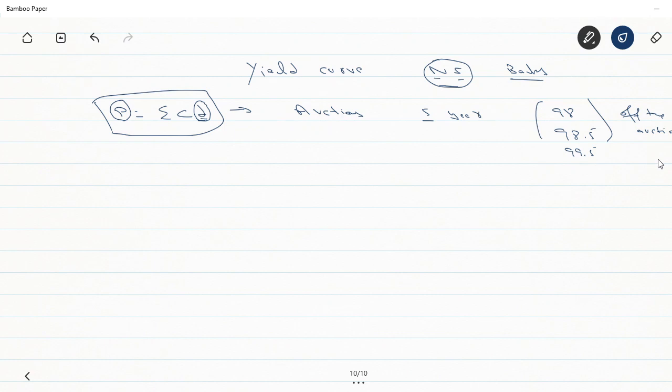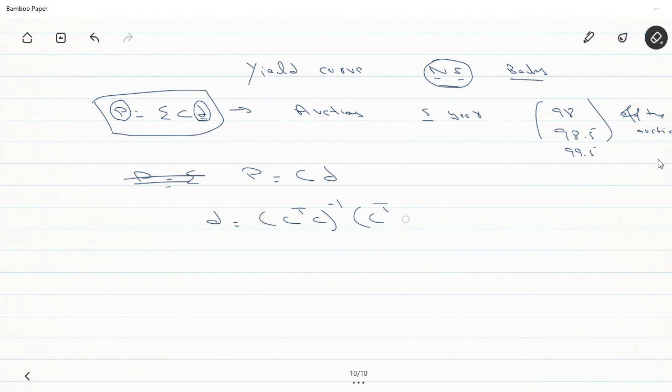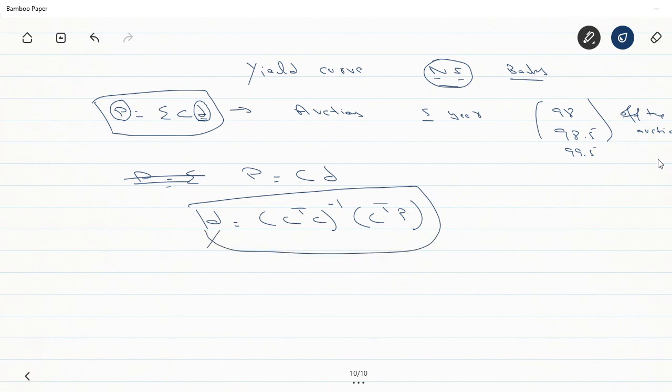Here we have price, in regression form, price is equal to C D. Then D can be found out by C transpose C inverse, and C transpose into P. Then we can get the discount vector of discounts.